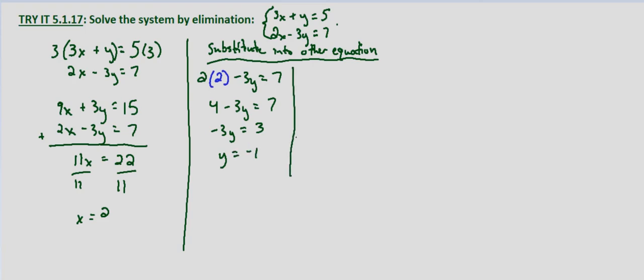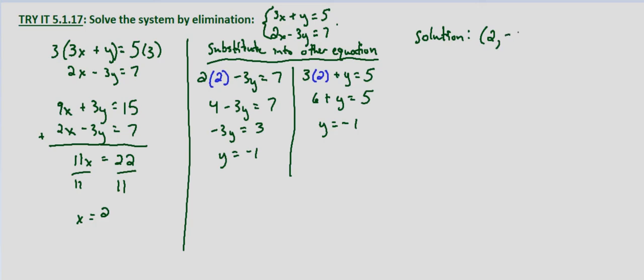Now let's double check with our other equation. 3 times 2 plus y equals 5. 6 plus y equals 5. Subtract 6 from both sides and we get y equals negative 1. So our solution is 2, negative 1. And we check in the same fashion that we have in the past.